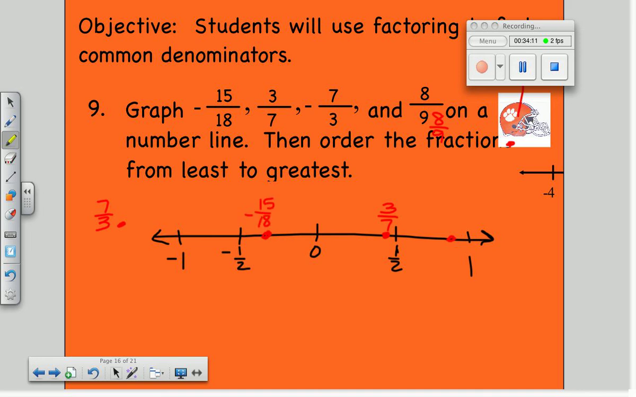So in order, from least to greatest, least would be negative 7/3, then negative 15/18, then 3/7, then 8/9. Okay? So negative 7/3 is first. Next is negative 15/18. Next is 3/7. And then last is 8/9.